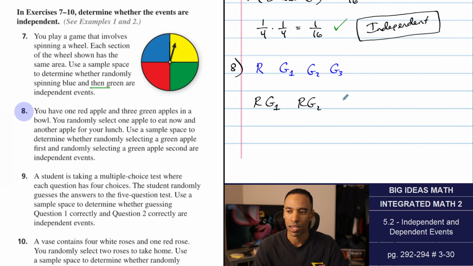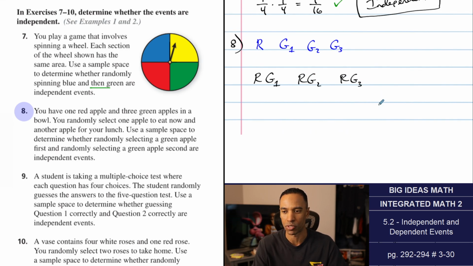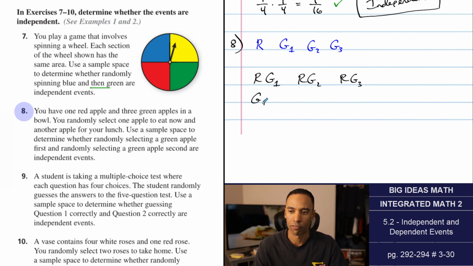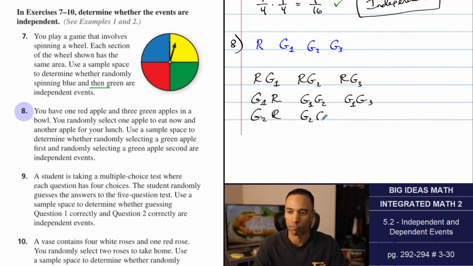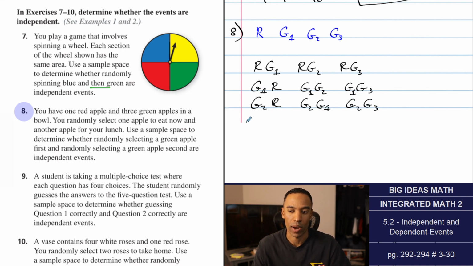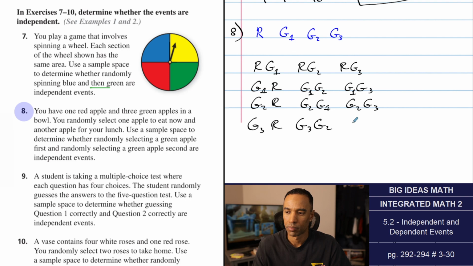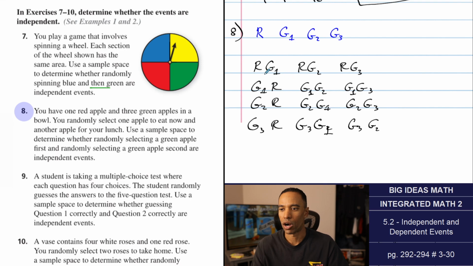I can do red now and green later, but it's any of those 3 green apples I could choose from. Then I could do the first green apple with the red, or the first with the second one, or the first with the third one. And then the second one with the red apple, or the second one with the first one, right? Or the second one with the third one. But I can't eat the second one twice, right? Or the third green apple. G1 and G3, G2. So there are 12 different outcomes that you can have here.